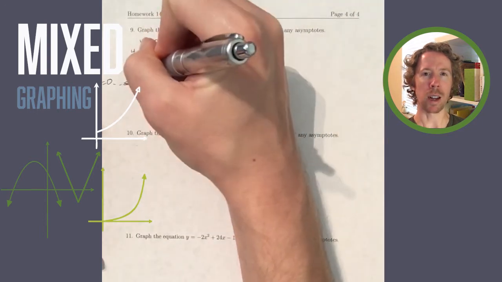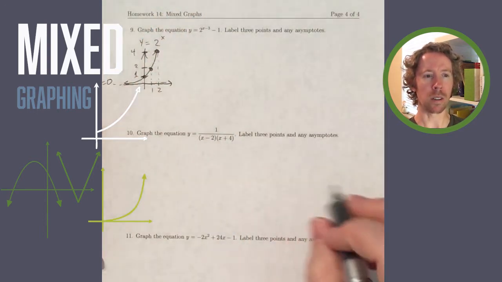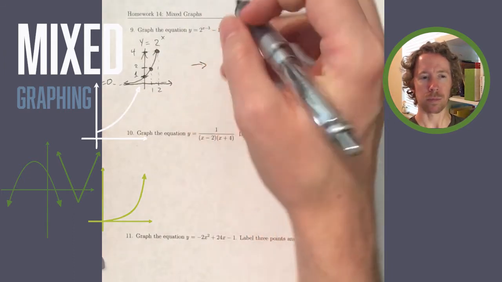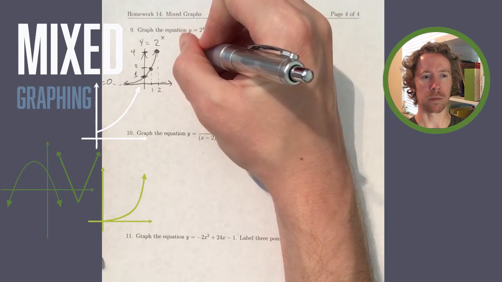I'm going to go ahead and do it at x equals 2. That's a little easier. If I went to x equals -1, I would have a fraction. It would be y equals 1/2.